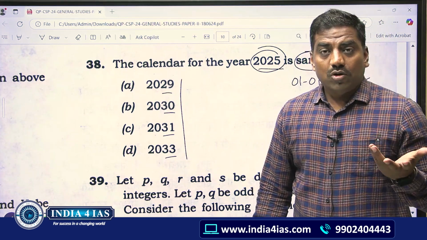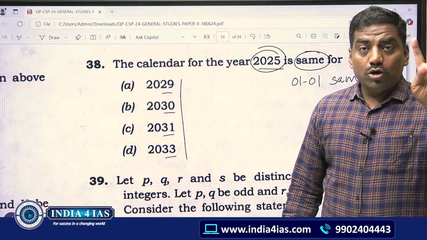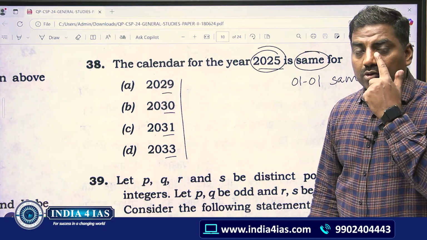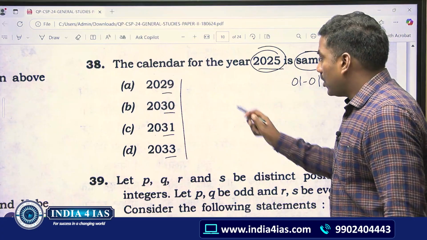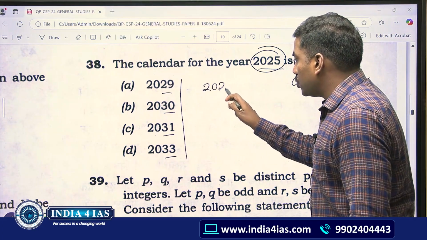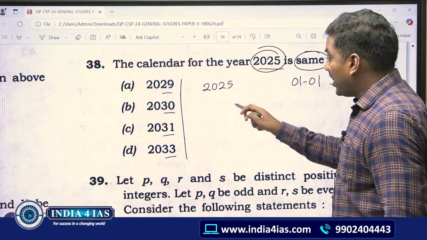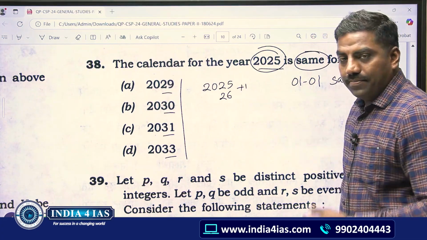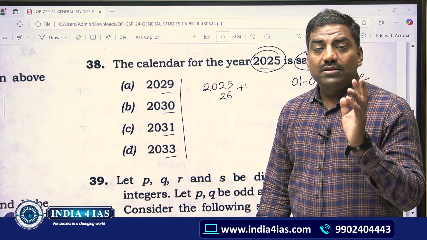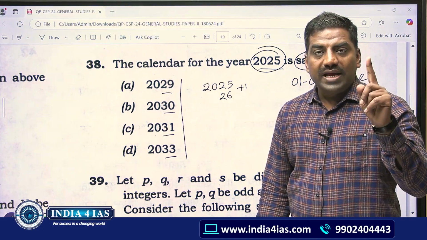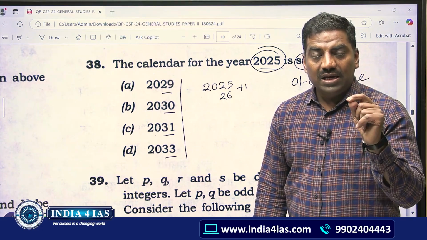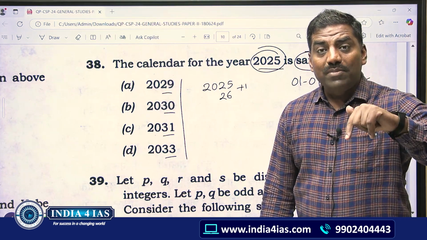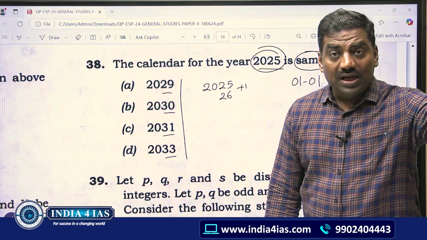So what is our concept? When you are looking for a leap year, you have to see whether that year is divisible by 4. None of them are divisible by 4. So now I will go ahead with the calculation. 2025. When I go to the next year, it will be 2026. One day will be added, because every year having 365 days will have one odd day, because 365 divided by 7 will give us the remainder 1. That is why every year the same date will be seen on the next day.